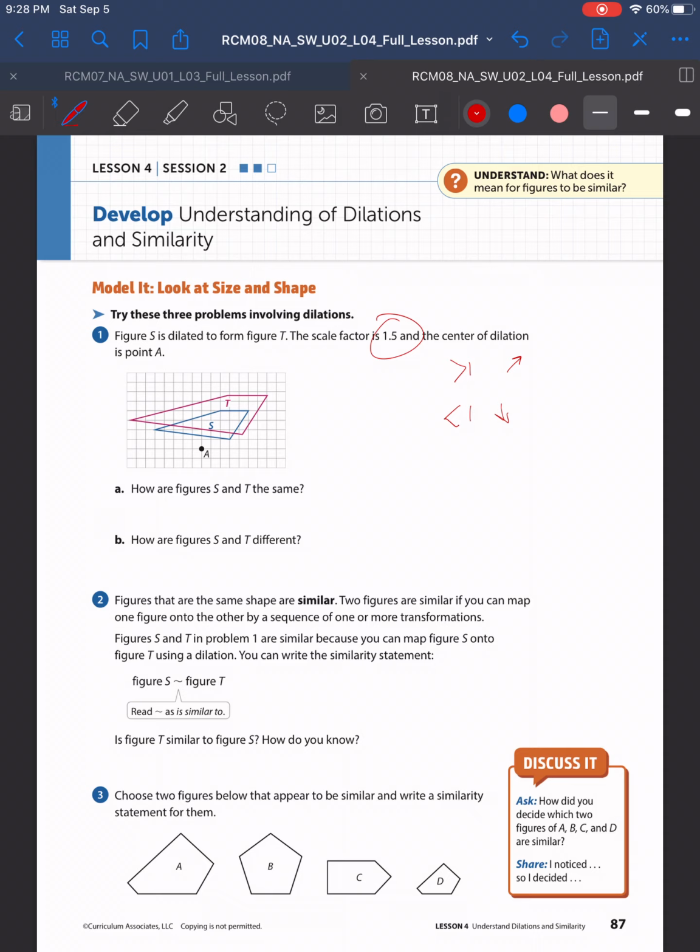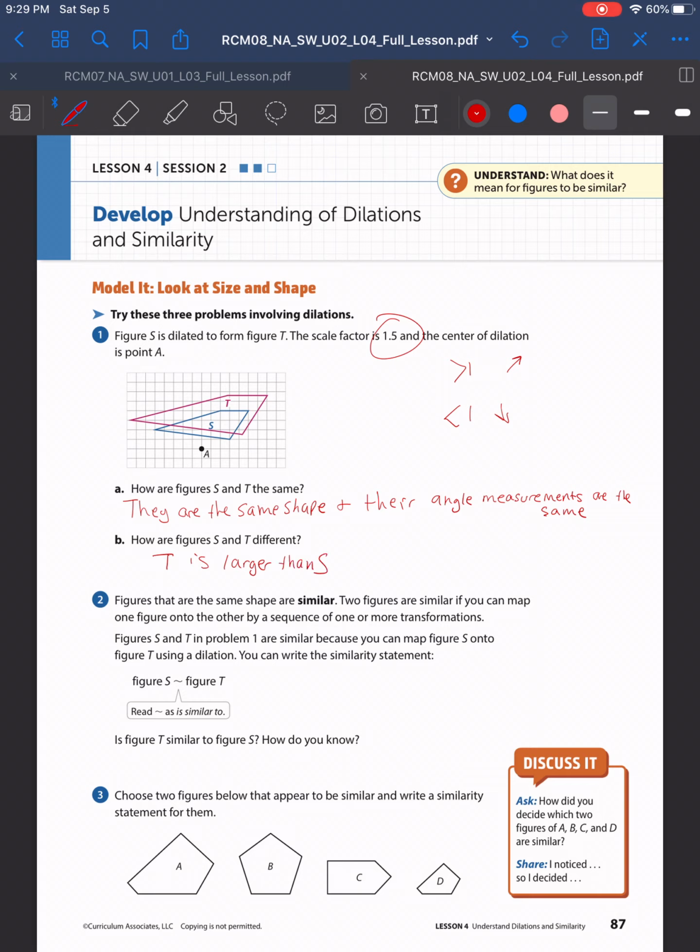How are figures S and T the same? Well, we know that they are the same because they both are the same shape, and their angle measurements are the same. How are they different? Well, they're different because T is larger than S.